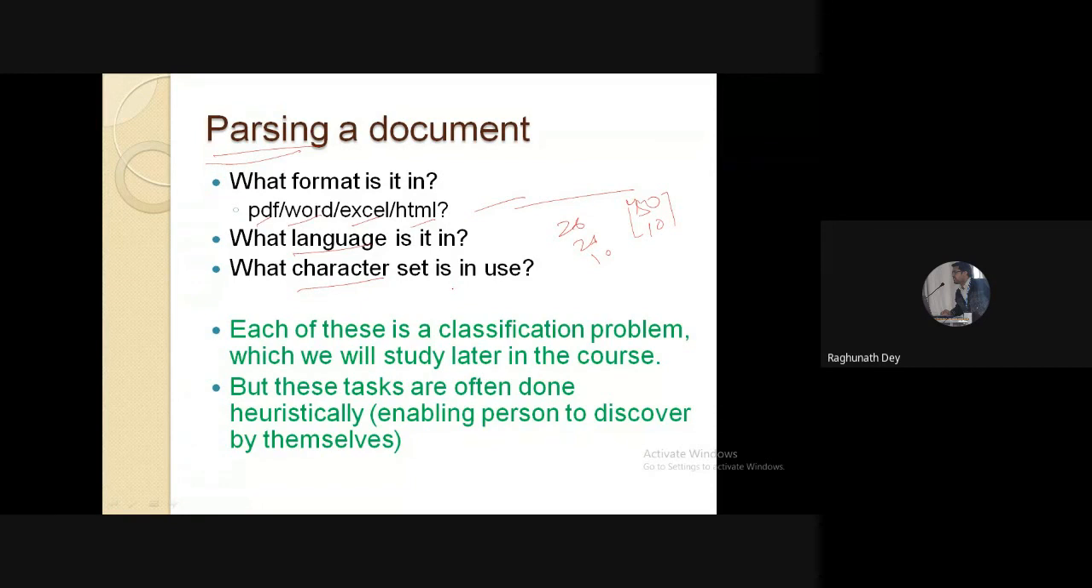These are all classification approaches or classification problems that will be discussed later. How to distinguish which particular document belongs to which type will help you build which kind of indexing system.